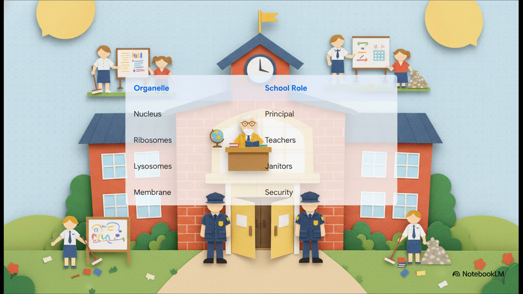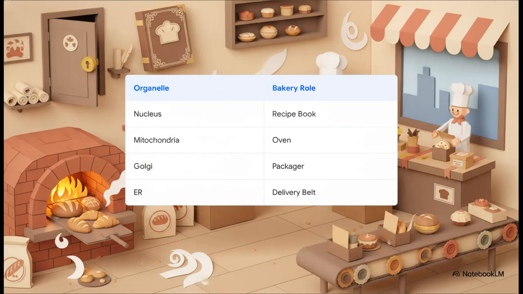need to grow. The lysosomes, which clean up cellular waste, those are the hardworking janitors keeping the environment safe and clean. And the cell membrane, which controls what goes in and out, that's the security team at the front doors. Makes total sense, right? You already know exactly how school works, which means you essentially already know how a cell works. Let's do one more really fun example.